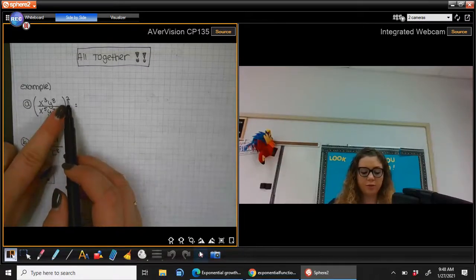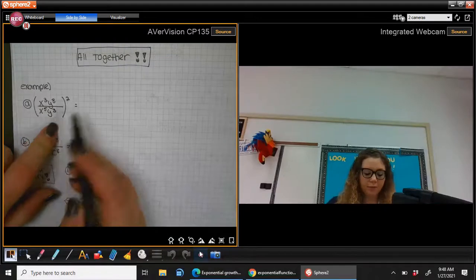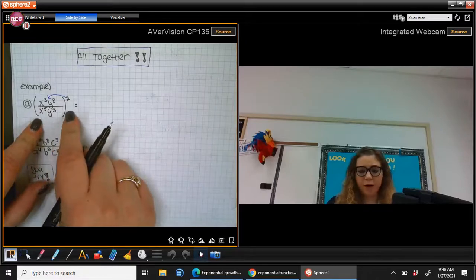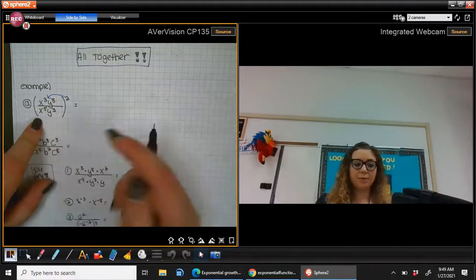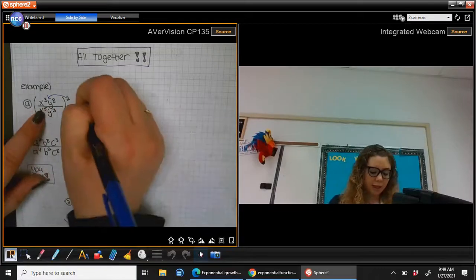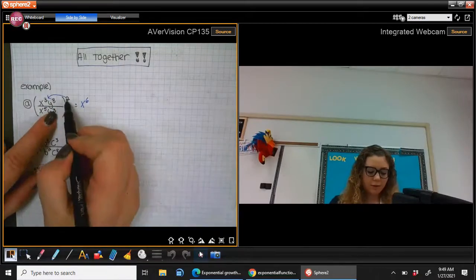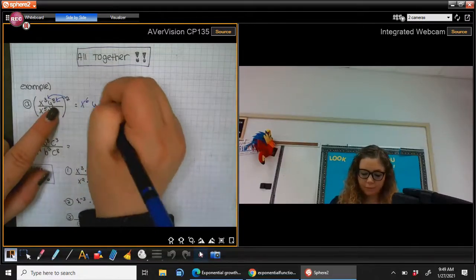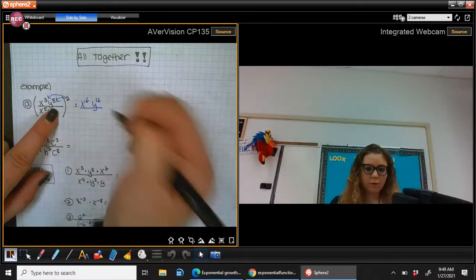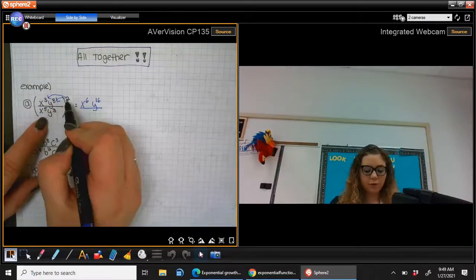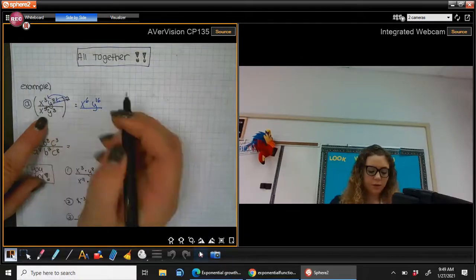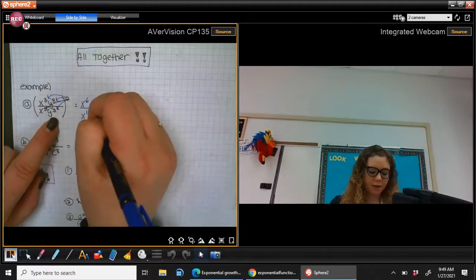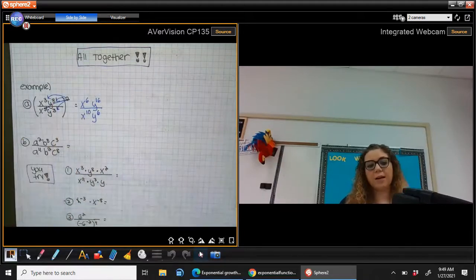So I have to distribute this 2 to each power. I distribute it to x to the 3rd. And remember, if I do a power to a power, I'm going to multiply the exponents. So 2 times 3 gives me x to the 6. Then y to the 8: 8 times 2 gives me 16. But I also have to distribute this 2 to the denominator too. So 5 times 2 gives me 10, and then 2 times 3 gives me y to the 6. But I'm not done yet.